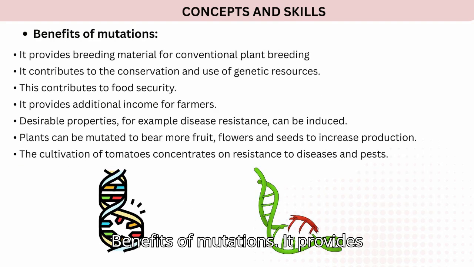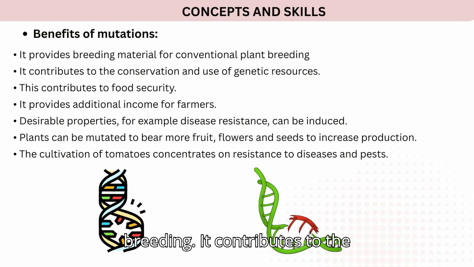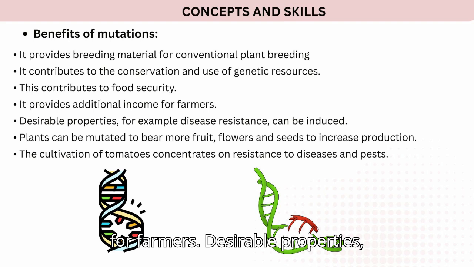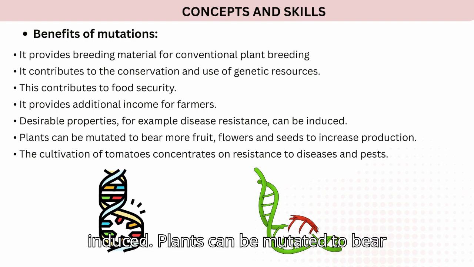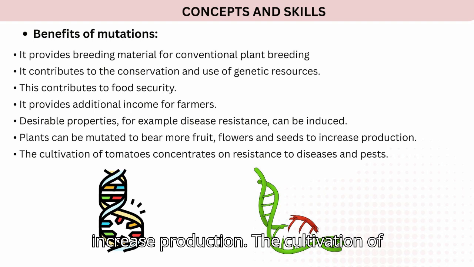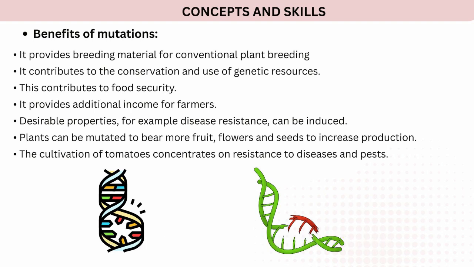Benefits of mutations. It provides breeding material for conventional plant breeding. It contributes to the conservation and use of genetic resources. This contributes to food security. It provides additional income for farmers. Desirable properties, for example disease resistance, can be induced. Plants can be mutated to bear more fruit, flowers, and seeds to increase production. The cultivation of tomatoes concentrates on resistance to diseases and pests.